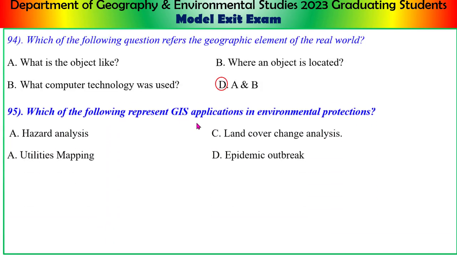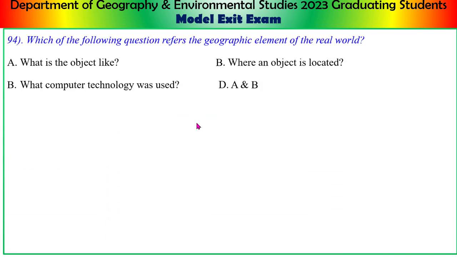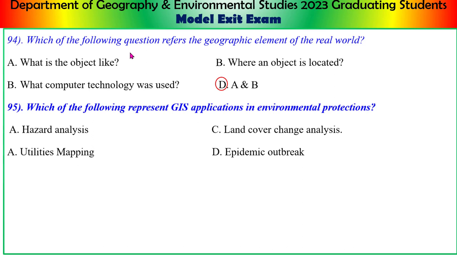94th: Which of the following questions refers to geographic element of a real world? A: what is the object like? B: what computer technology was used? C: where is an object located? D: A and C. The answer is the last option. Question number 95: Which of the following represents GIS application in environmental protection?